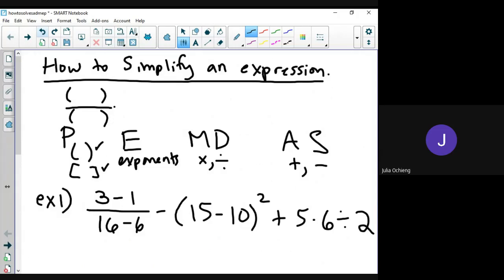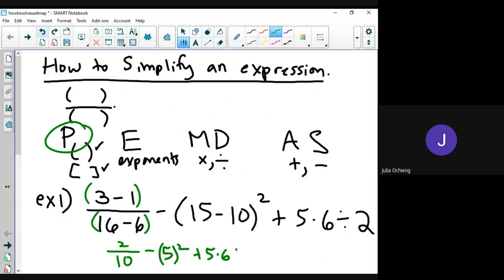All right, so we're going to simplify this. So the first step is going to be parentheses. So we're going to do parentheses or grouping symbols first. Well, this fraction bar means that there are invisible parentheses over right here. So from the very get-go, I'm going to do the 3 minus 1 first, so that's going to be 2, and 16 minus 6 is going to be 10. Another grouping symbol right here, because that's a parentheses, so 15 minus 10 is 5. And then there are no more grouping symbols, so we'll leave that view right there, and the parentheses are done.